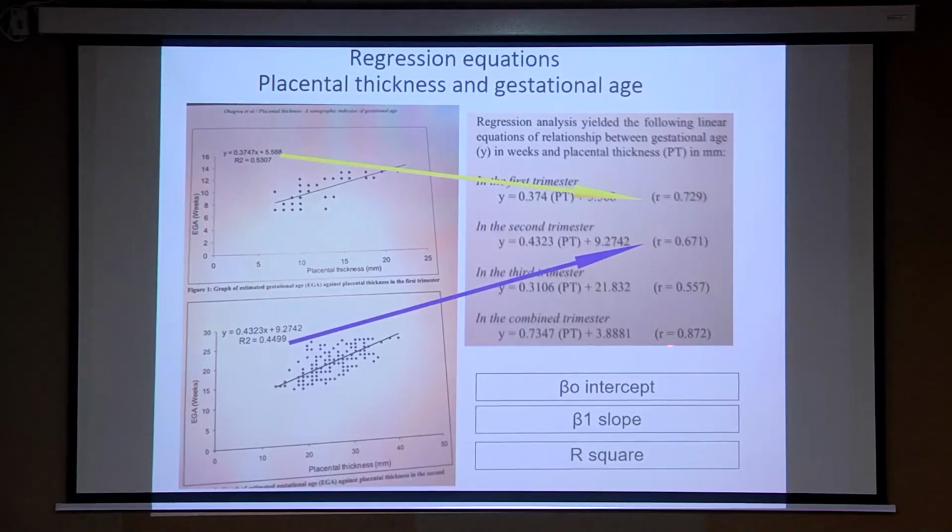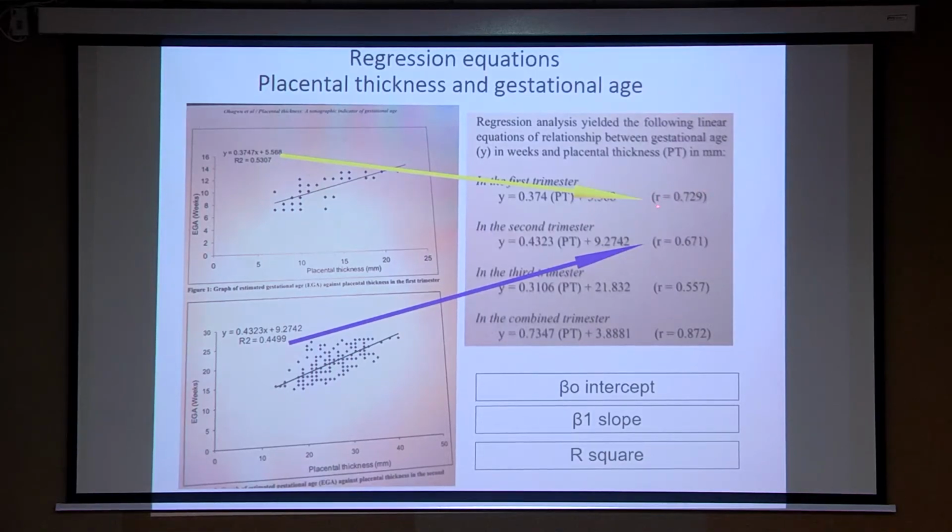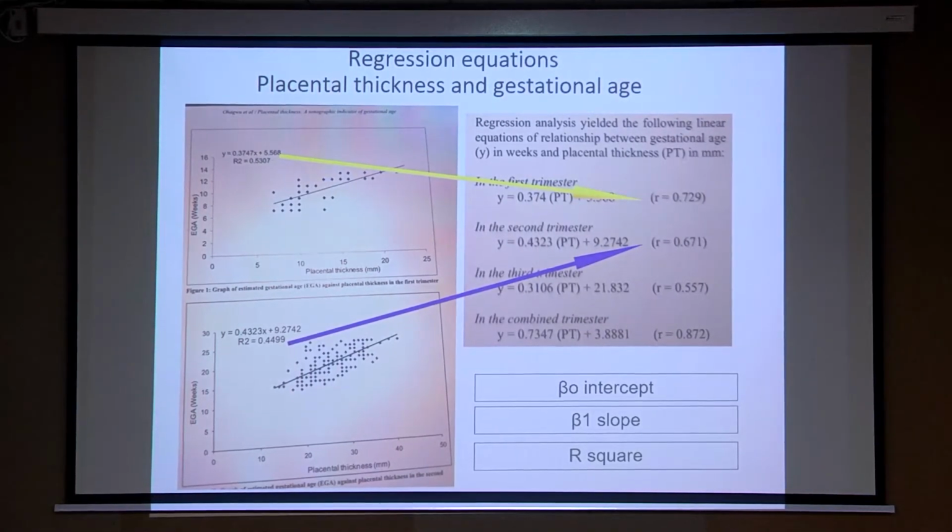So look at this. R is 0.87, 0.557, 0.67, 0.727. So it is almost closer to 1. That means there is very strong correlation. There is very strong association between the placental thickness and the gestational age. So we can comfortably predict gestational age based on the placental thickness.